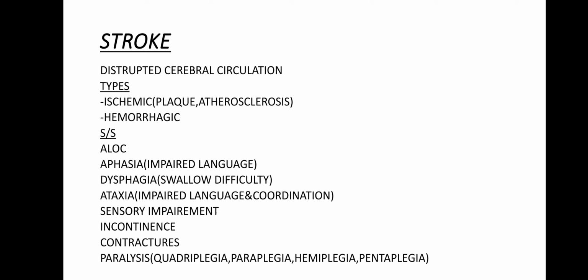Signs and symptoms: again loss of consciousness, aphasia, dysphagia, ataxia, sensory impairment, incontinence, contractions. When we go for a stroke, we can see the patient will have slurred speech, facial droop, and limb drop. This is a confirmation test for a stroke, and we will activate the stroke code for the patient. We will do the FAST assessment and move the patient to immediate treatment care. Paralysis: there can be quadriplegia, paraplegia, hemiplegia, and pentaplegia.